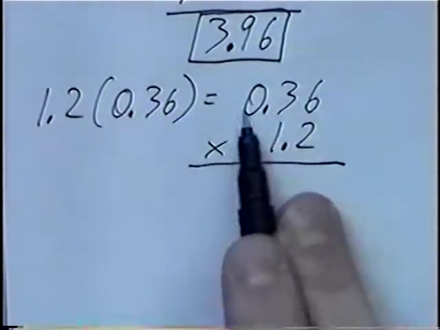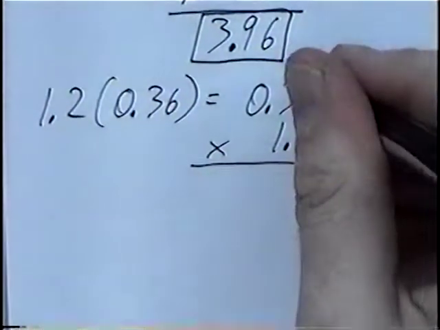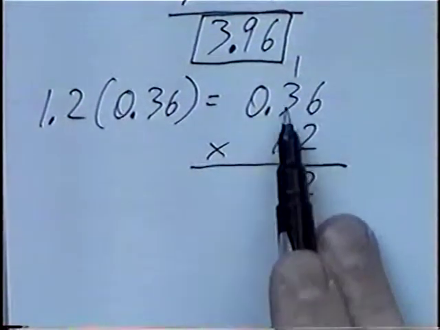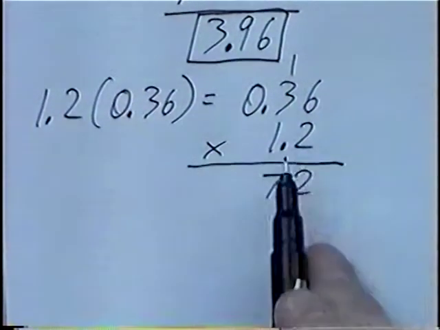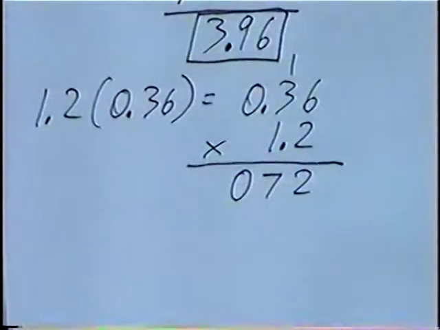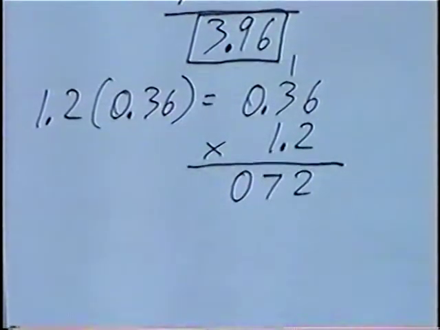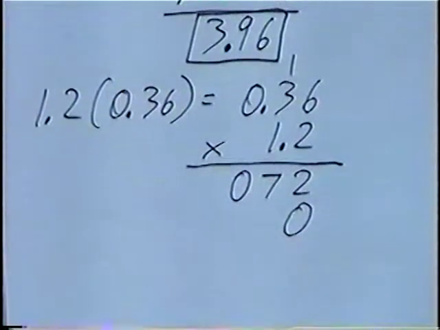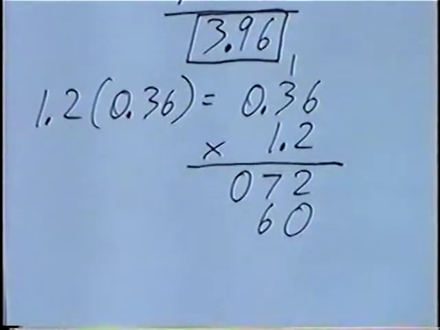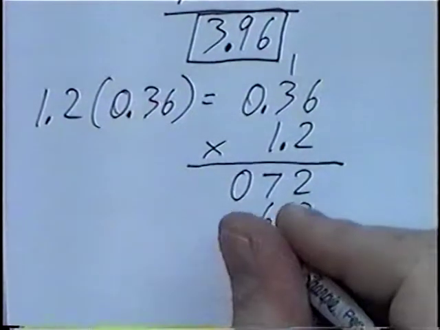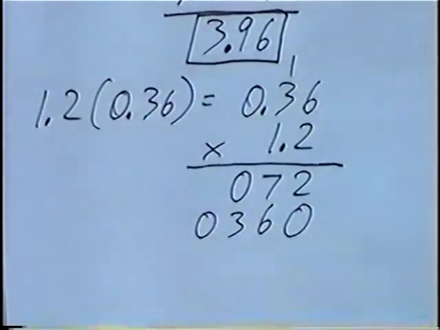Multiplying the 2 first by each of the top numbers. 2 times 6 would be 12, and we'll carry the 1. 2 times 3 would be 6, plus 1 more would be 7, and 2 times 0 would be 0. When we multiply the next number, 1 times each of the numbers above, make sure to add a placeholder. 1 times 6, the 6 will go in the second spot over. 1 times 3 would be 3, and 1 times 0 would be 0.